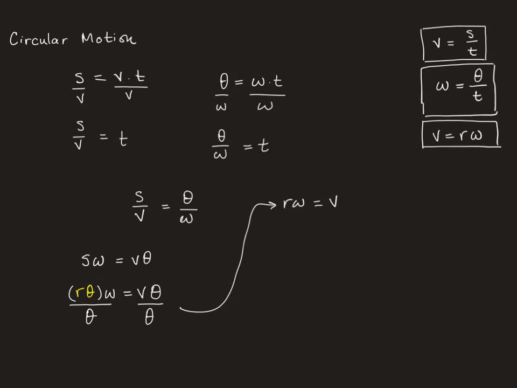This formula gives us the relationship between linear and angular speed. If you know the radius of a circle and you know the angular speed, you can work out the linear speed. If you know the linear speed and you know the radius, you can work out the angular speed. The situation doesn't come up very often, but it's interesting to note the relationship between the two formulas that do come up more often.